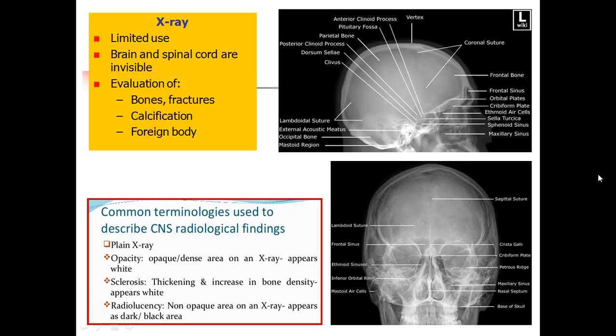In plain X-ray, it's first of all opacity. An opaque or dense area on the X-ray appears white on the film. Sclerosis, thickening and increase in bone density, appears white on X-ray films, also white. And radiolucency, a non-opaque area on X-ray, appears as dark or black areas.